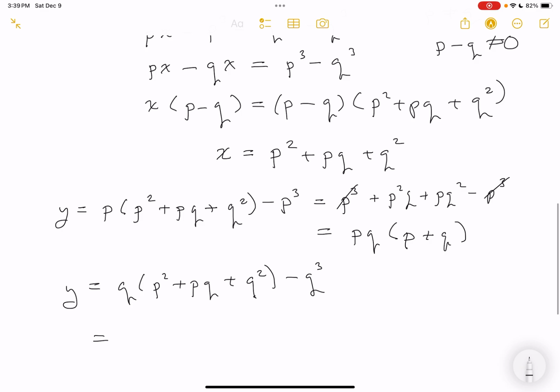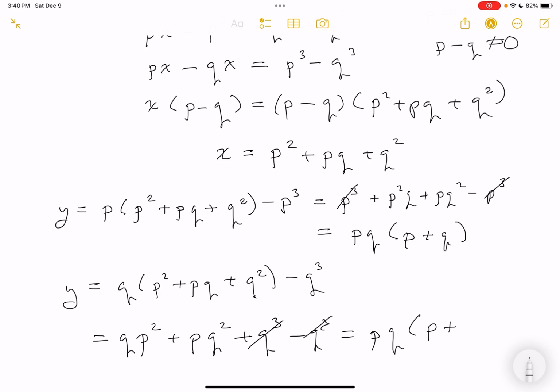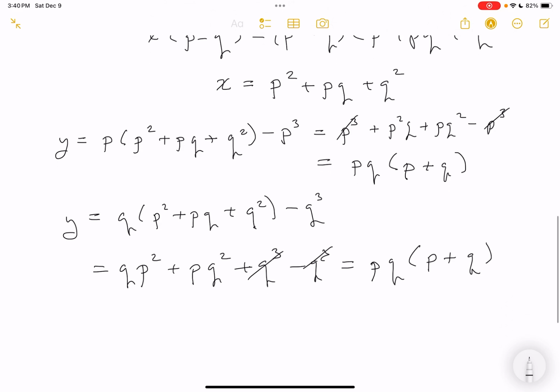Let's just go through it. What do you get? Q p squared plus pq squared plus q cubed minus q cubed. This disappears, and then I'll factor out, let's see what I'll factor out there. I guess I'll factor out pq again, right? And we left off with p, and then you're left off with, let me make sure I'm doing this right, q. Well, I am getting the same thing.